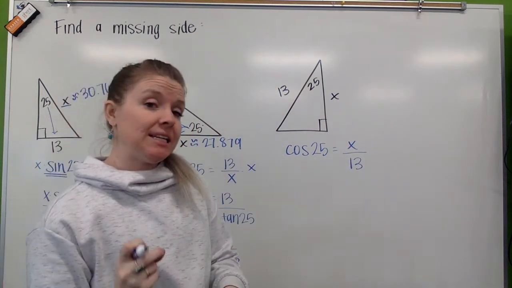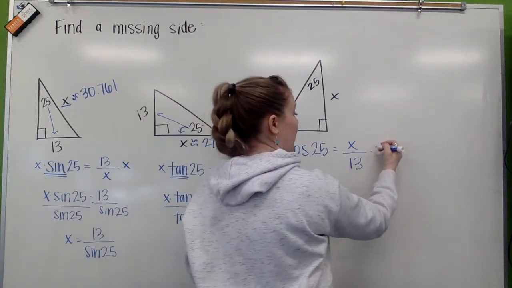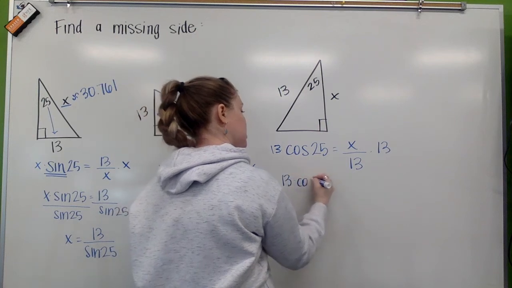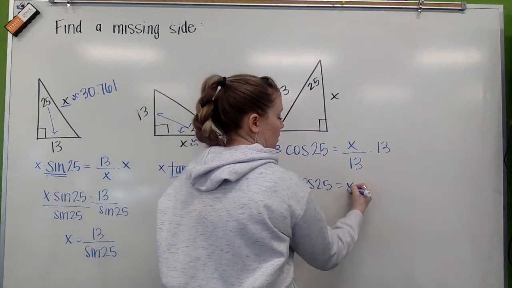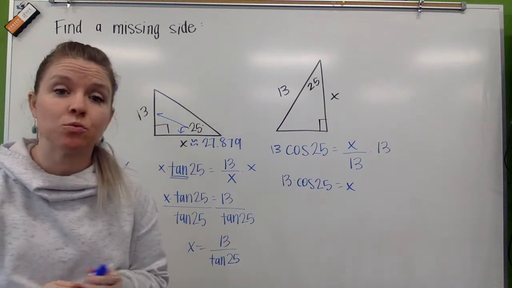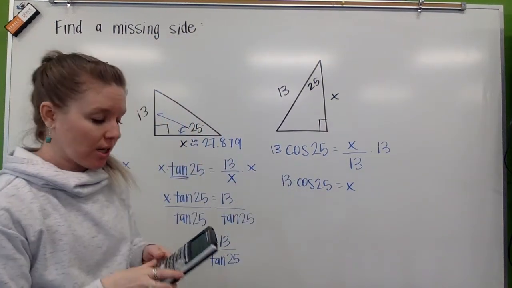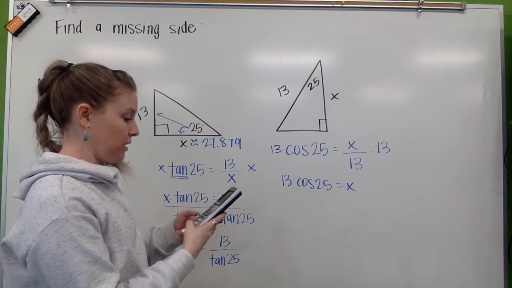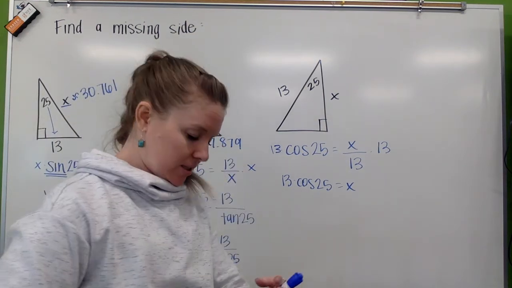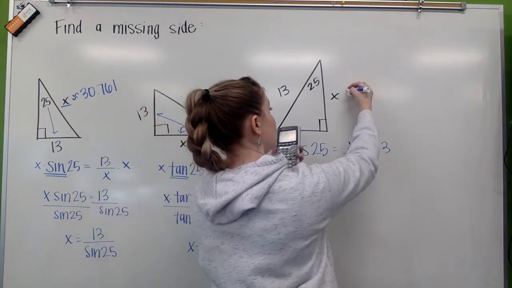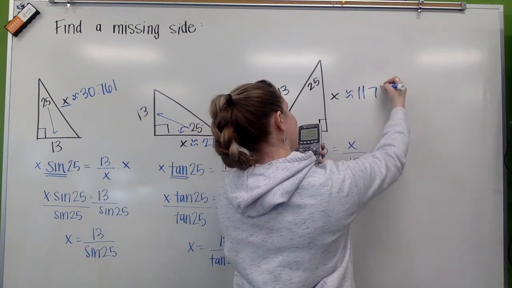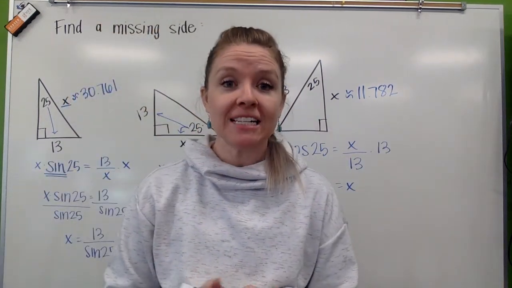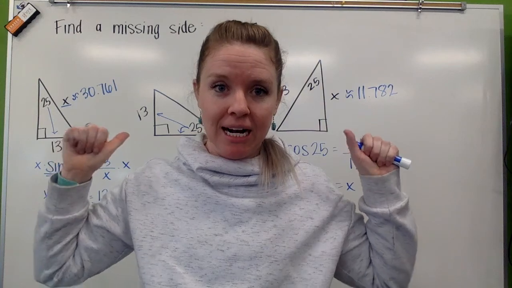So for this one, if I need to isolate the x, the only thing I have to do is multiply by 13. So I have 13 times the cosine of 25 equals x. Algebraically, that's way more straightforward. Now I just got to plug that into my calculator. 13 times the cosine of 25, and that one is going to give me about 11.782. Okay? Finding a missing side of a triangle. Good to go.